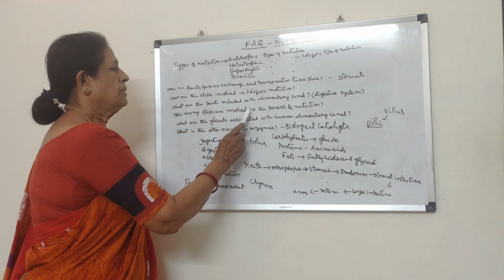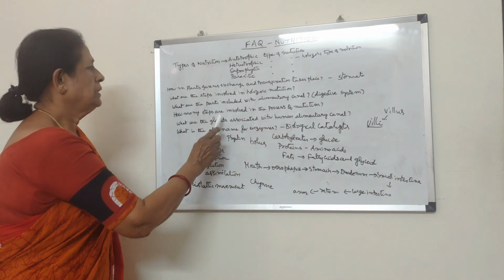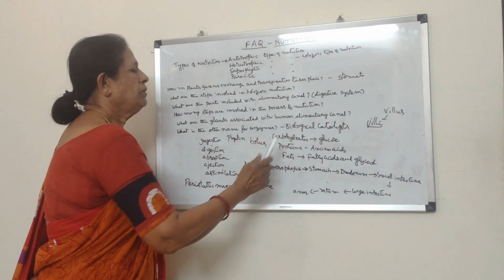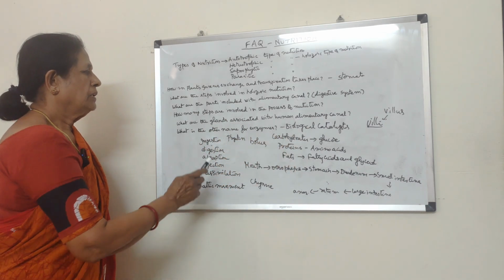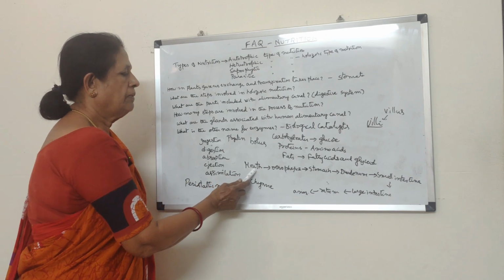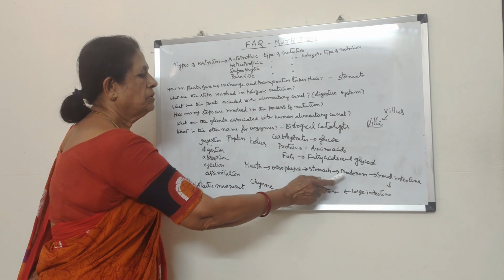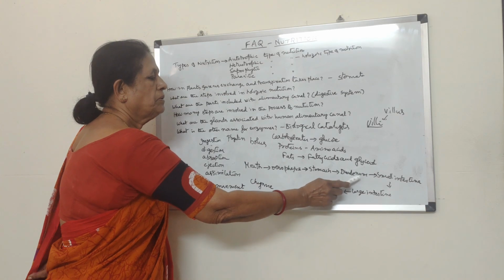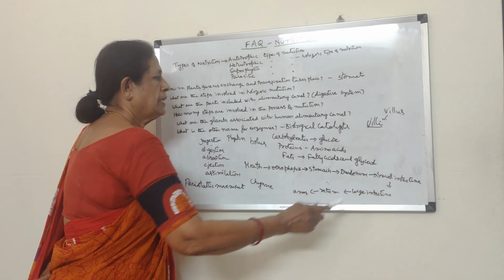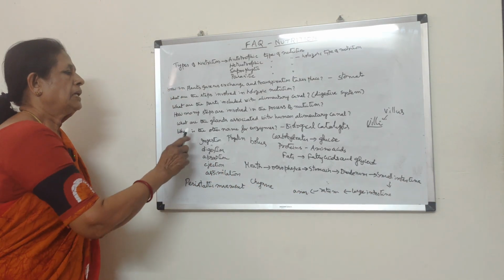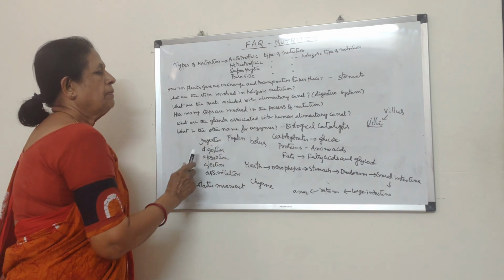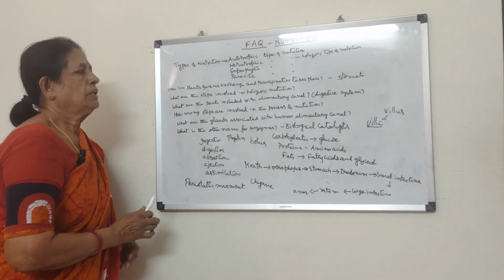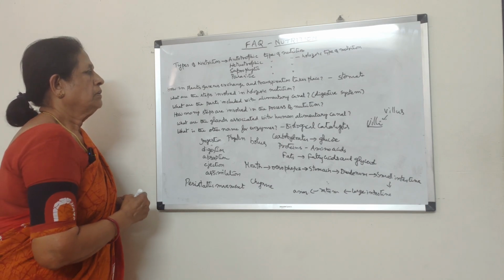And how many steps are involved in the process of nutrition? And what are the glands associated with the human alimentary canal? Various glands: salivary glands, gastric juice here, in the duodenum pancreatic juice and bile juice, and intestinal juice. These are the glands associated. What is the other name of enzymes? They are called biological catalysts.